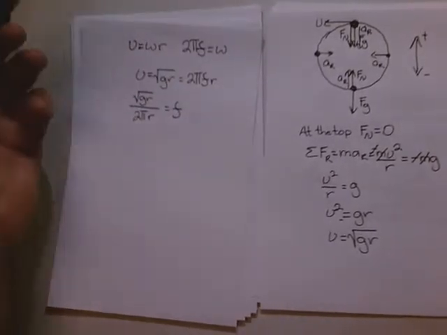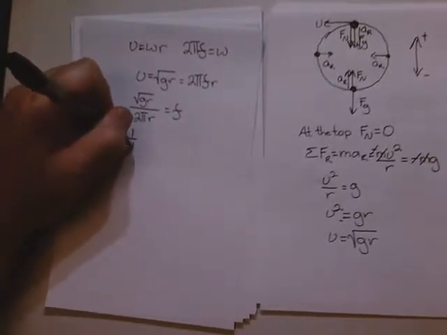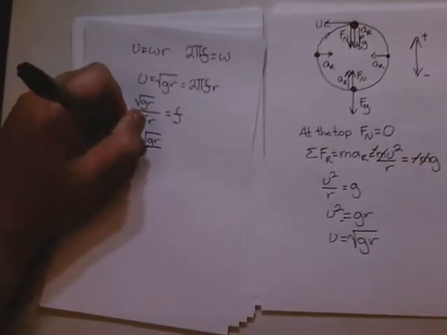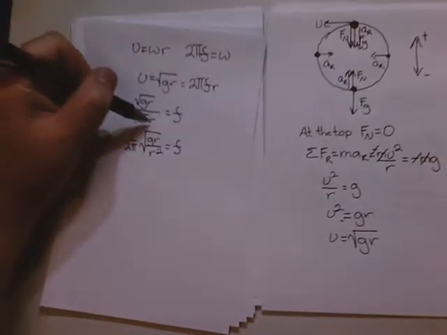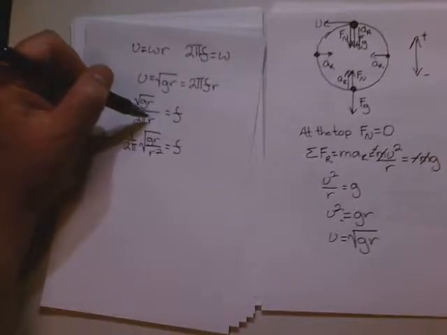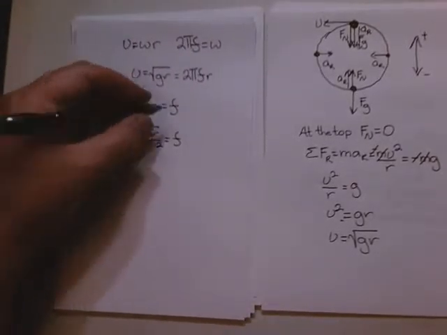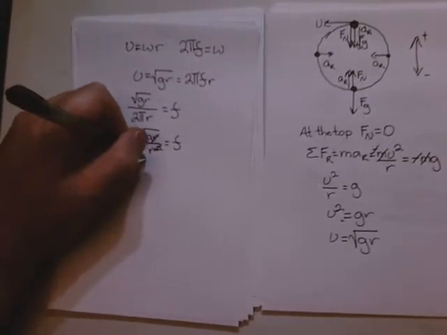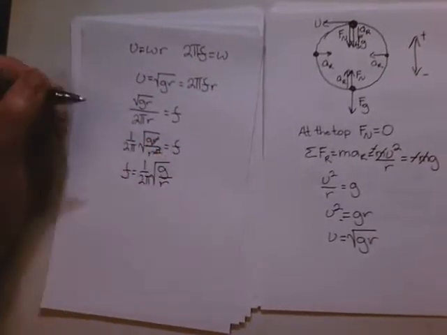Now, just to simplify it, this is 1 over 2 pi square root of gr over r squared equals f. I brought the r underneath the radical, and when you do, you've got to square it. So it ends up as 1 over 2 pi square root of gr over r squared. One of them cancels, and the frequency is 1 over 2 pi square root of g over r.